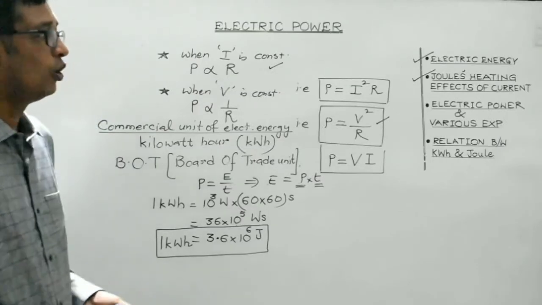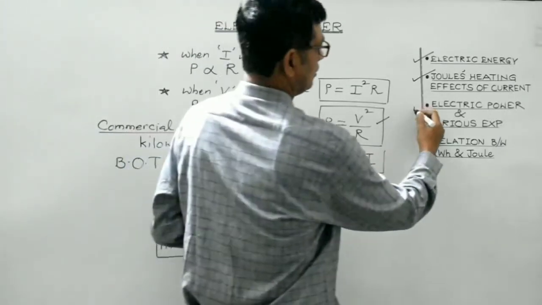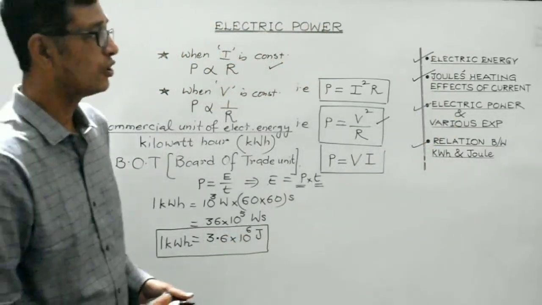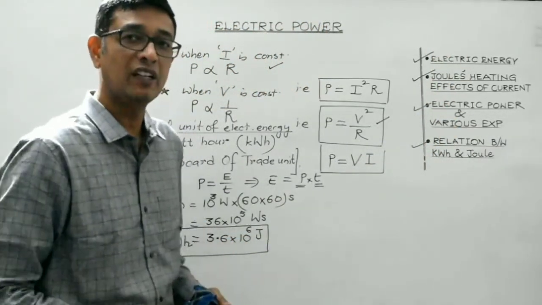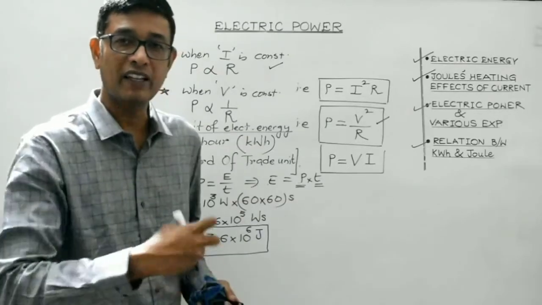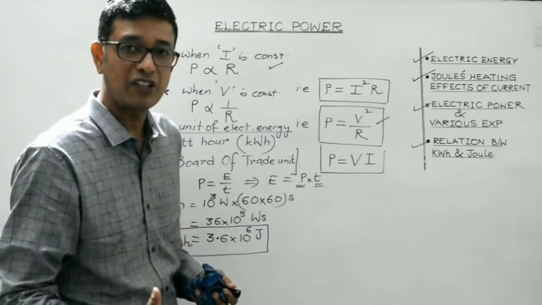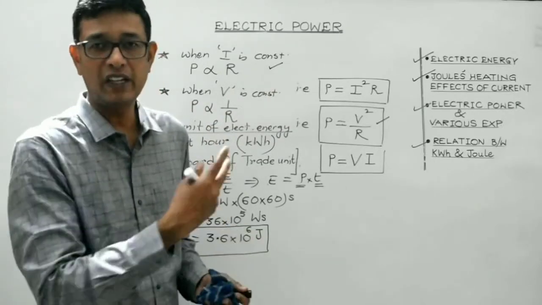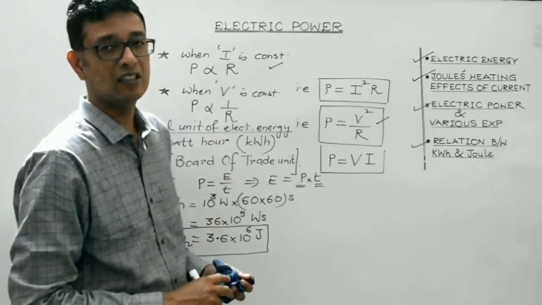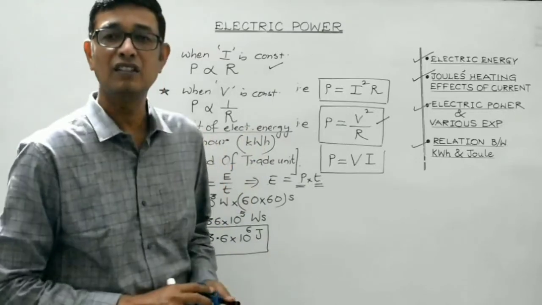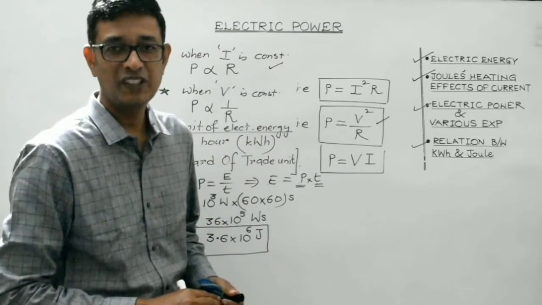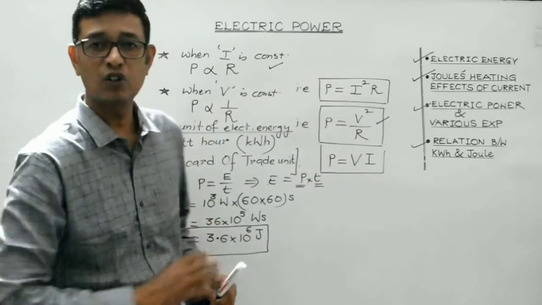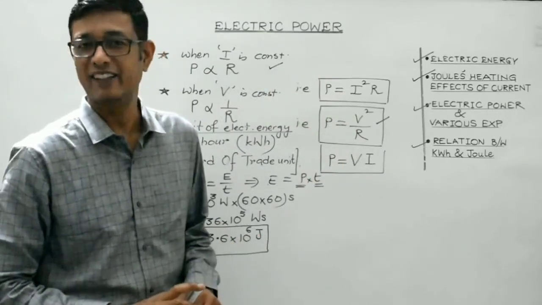So students, I hope you have understood the theoretical topics. We have discussed electric energy, we have discussed Joule's heating effect of current, its application, the theoretical explanation, the mathematical verification, and then obviously we have discussed electric power, its 3 various expressions, and last we have considered the commercial unit of electrical energy. So students, do revise this topic thoroughly and we'll continue in the next lecture then.